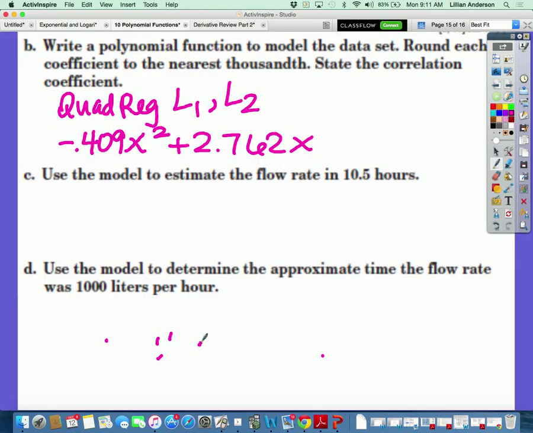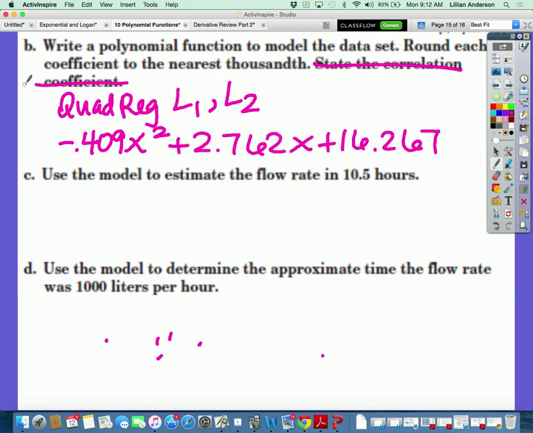16.267. Very good. Plus 16.267. And that is our polynomial function that models this data set. All right? To find your correlation coefficient, actually, we're going to skip that. We don't need that for right now. Come back to it when we get more into stats. Don't worry about that right now.